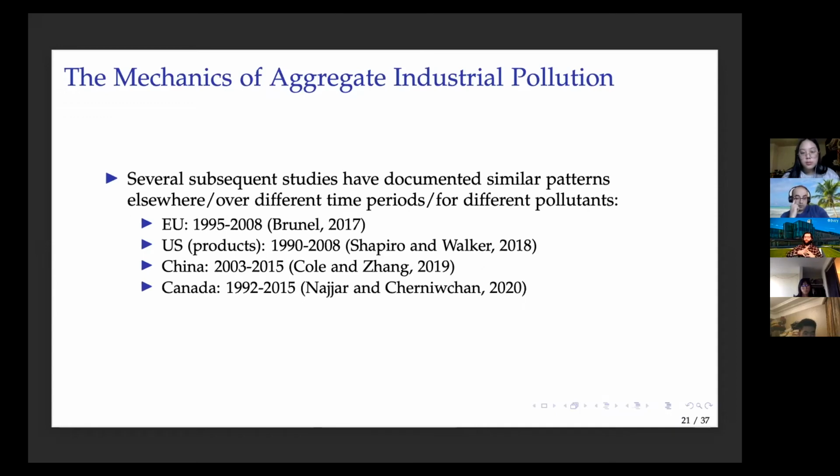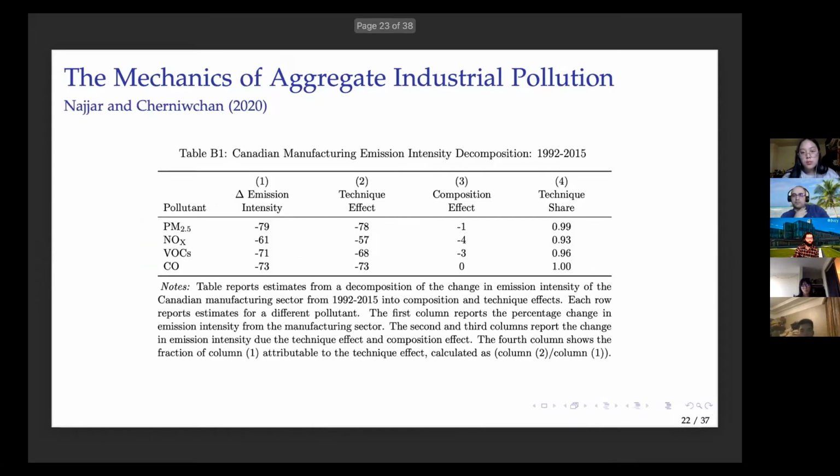And now there have been applications of this idea in many different environments across the world, looking at what's happening in Europe, looking at the US but examining products rather than industries, looking at China. I have some work that does this for Canada, and all the results are essentially the same. There's this really big technique effect, and that's what's causing this aggregate change in manufacturing emissions.